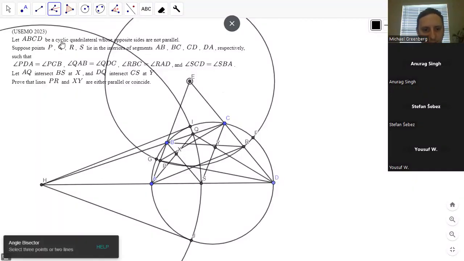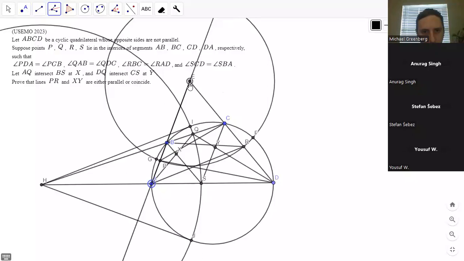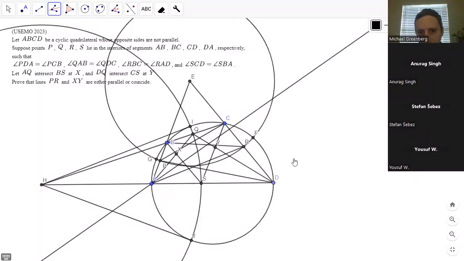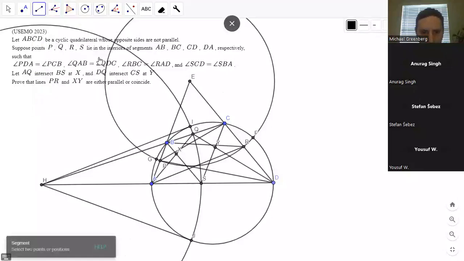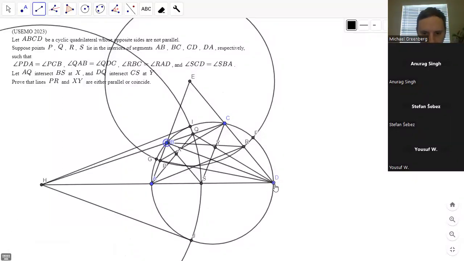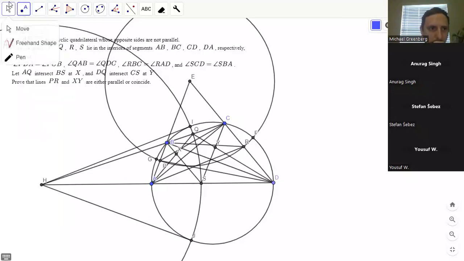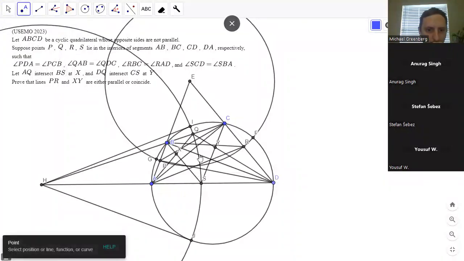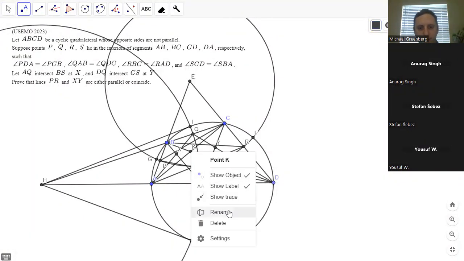Another idea, which should be useful, is that we can use Pappus's theorem to show that XY goes through the intersection of diagonals. By Pappus's theorem, we might as well call it Z, and then X, Y, and Z are collinear.